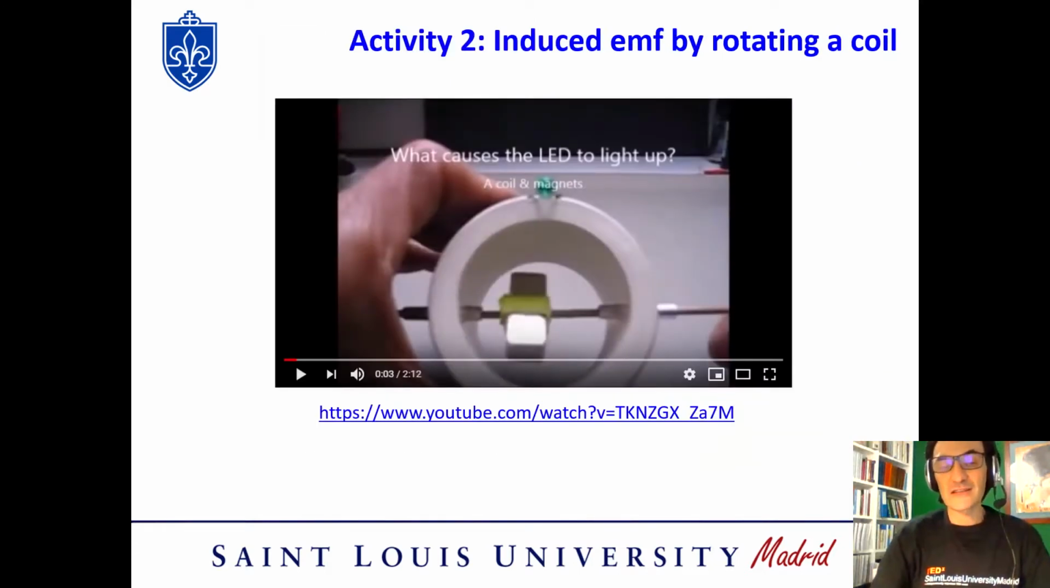Unfortunately this time I didn't have the chance to make this experiment for you. We will use another experiment we found on the internet, which explains very nicely this effect.